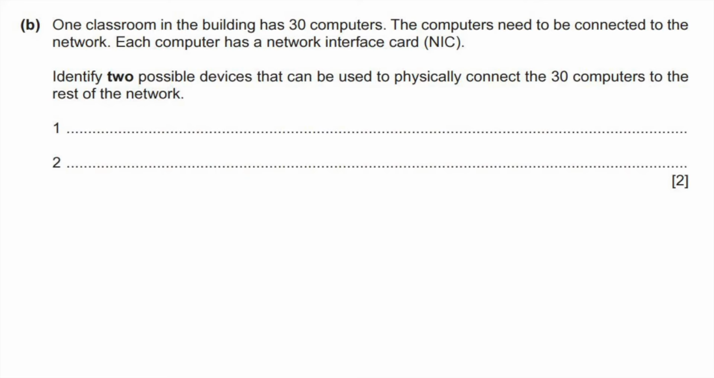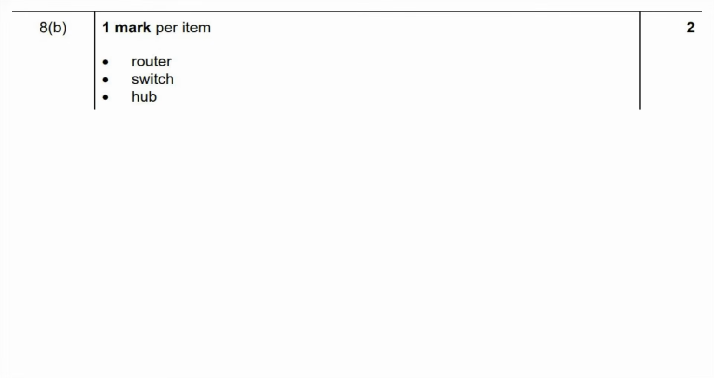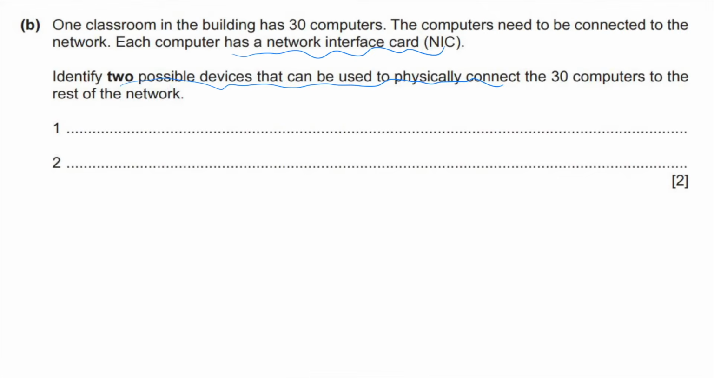One network in the building has 30 computers. The computers need to be connected to the network. Each computer has a network interface card. Identify two possible devices that can be used to physically connect the 30 computers to the rest of the network. So: router, switch, or hub. They all have the capability to connect to a network, but we do need these devices in order to allow all 30 computers to be on the same network and to communicate with each other.